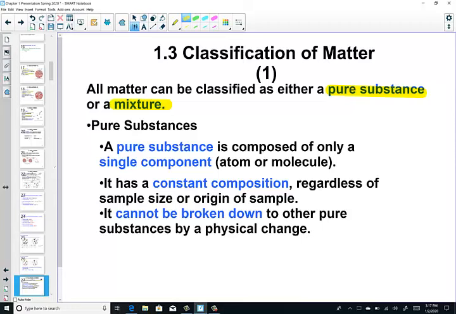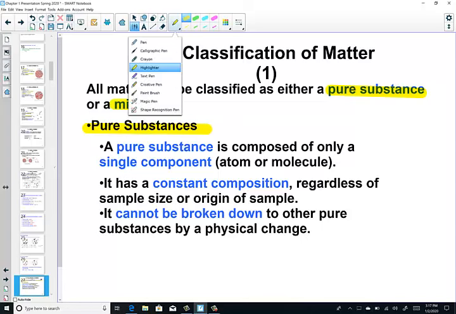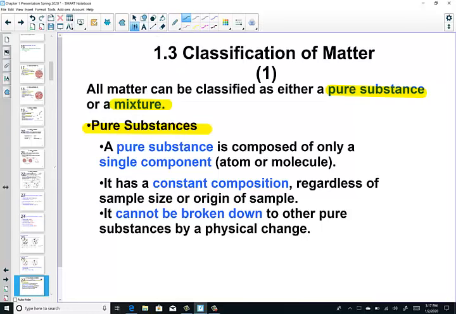Let's classify and talk deeper about the first of the two choices, called a pure substance. You're either pure or a mixture. We have to start somewhere, so let's just talk about pure substances first.